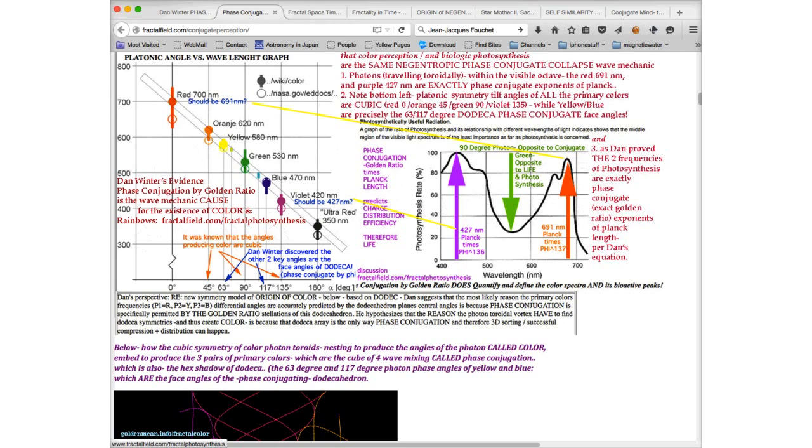Whereas these two exact peaks right here from the physics of photosynthesis, the only colors that actually make plants grow, purple, 427 nanometers, and orange, 691 nanometers, turn out to be precisely at the peaks of what makes photosynthesis happen, an exact golden ratio power of Planck length. Isn't that cool? It means that photosynthesis is a negentropic phase conjugate pump wave, perfected, implosive, self-organizing collapse. That's why photosynthesis exists, I say.